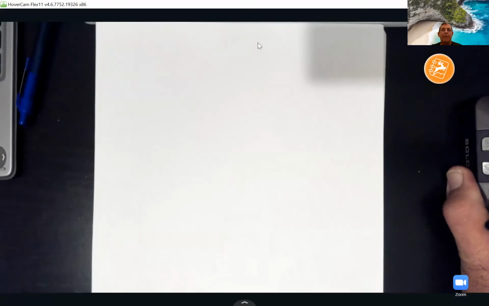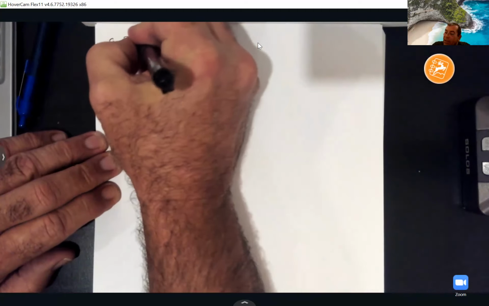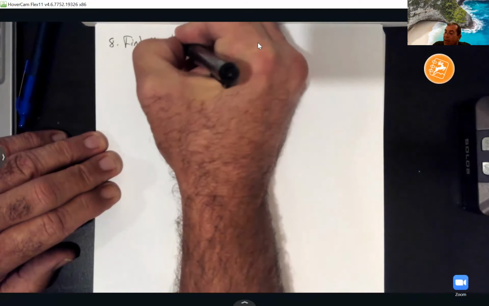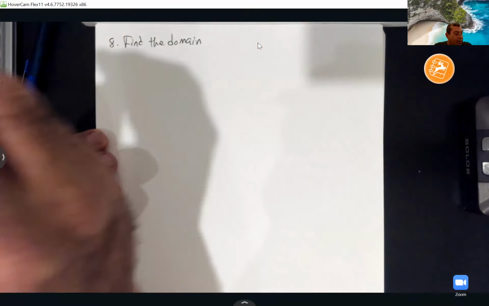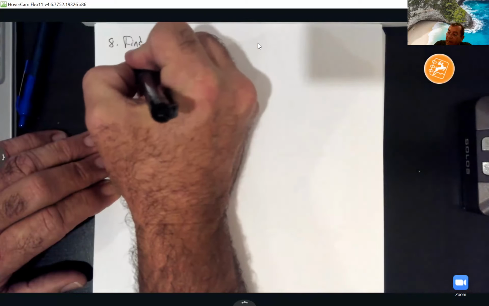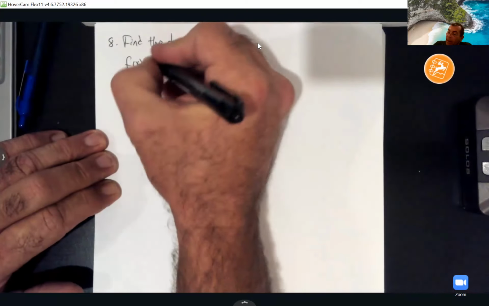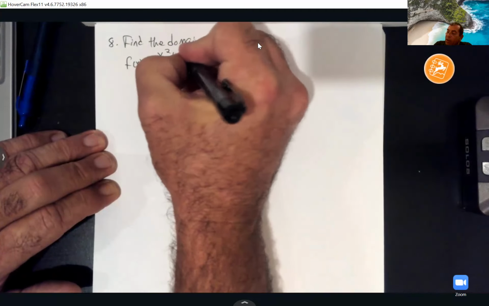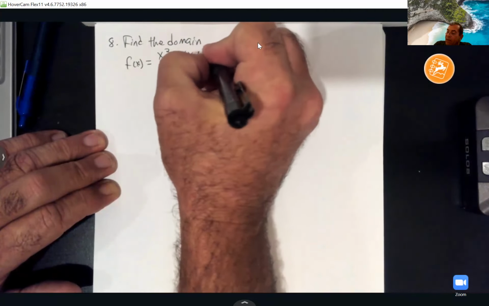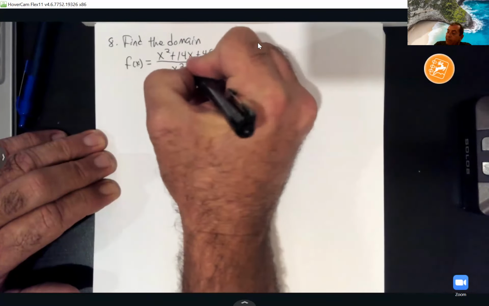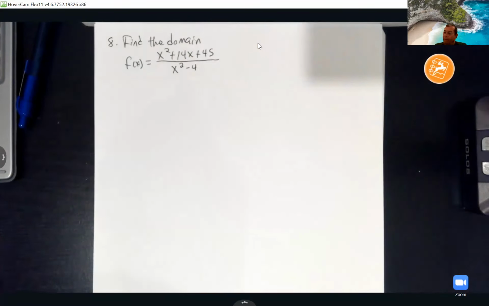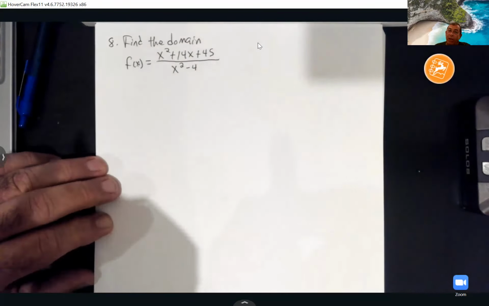Let me move my camera back up here. All right, so, okay, number 8. All right, so number 8, find the domain. So this time, they're giving us a fraction instead of a graph. So they're giving us f of x equals x squared plus 14x plus 45 all over x squared minus 4. Now they want it in interval notation when we're done.